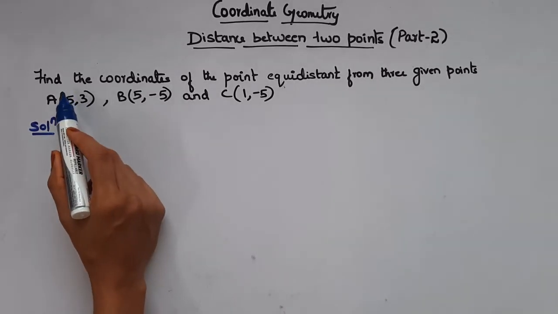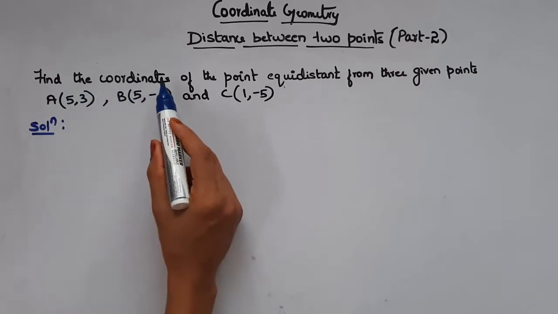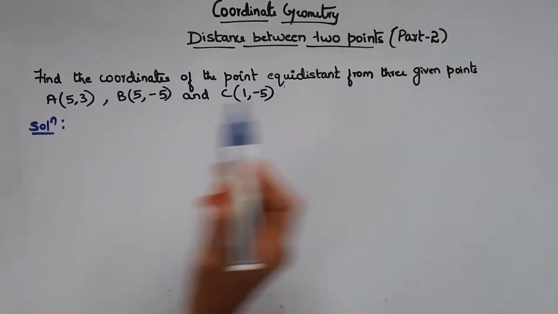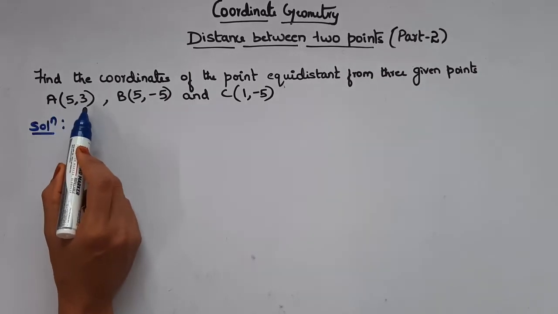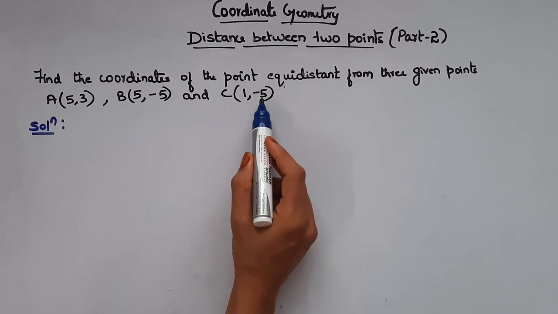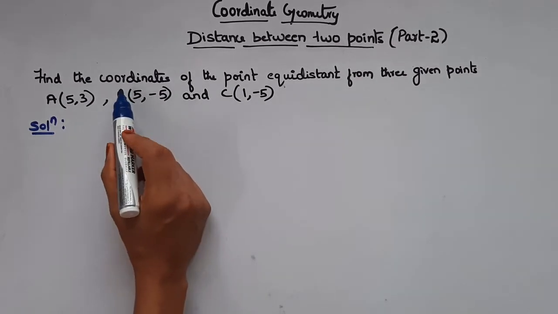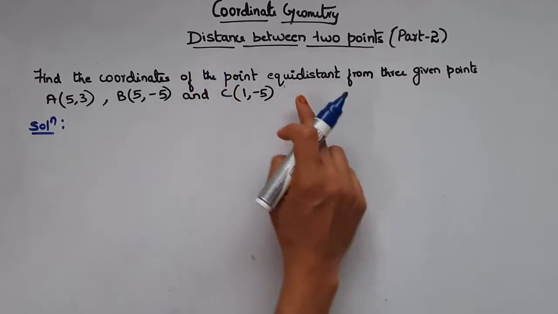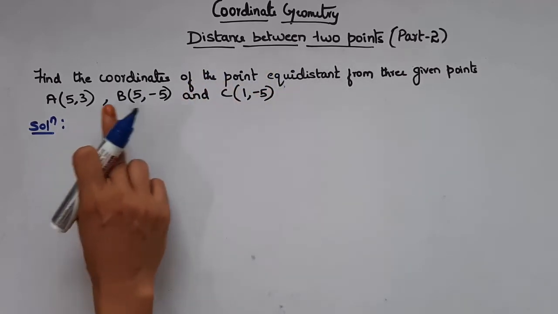Now let's see this problem. Here it says, find the coordinates of the point equidistant from 3 given points. The 3 points are A(5, 3), B(5, -5) and C(1, -5). So the question says, we have to find the coordinates of the point which is equidistant from these 3 points.